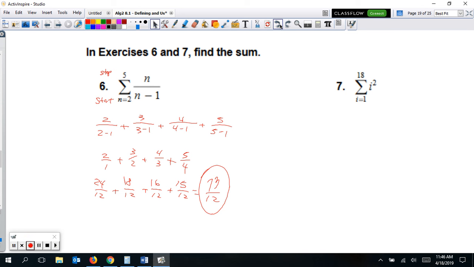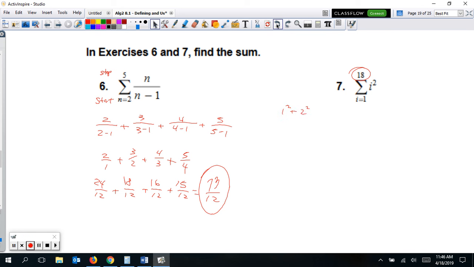Number 7, this one it says i squared. And they're starting with 1. So we're starting with 1, and 18 is our stopping number. So there's 18 numbers here to add together. And so we just start with 1 and then 2 and 3 and so on. So we're just going to square the numbers. So basically it's going to look like this.